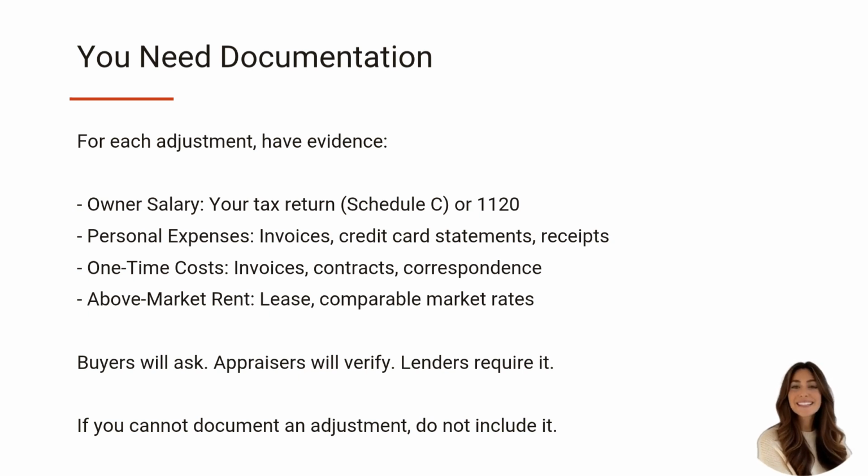When a buyer or a lender reviews your financial package, they are going to ask about every adjustment. If you say you add back $20,000 for a lawsuit settlement, they want to see the settlement agreement. If you add back $12,000 for your personal car, they want to see the expense records and understand the percentage. Good professionals and accountants do this systematically. If you cannot document something, do not include it. It will just create friction later.